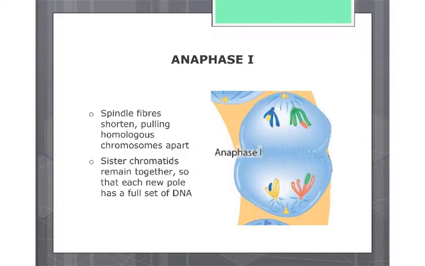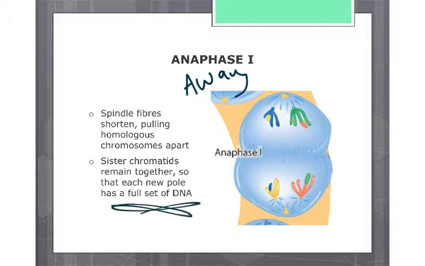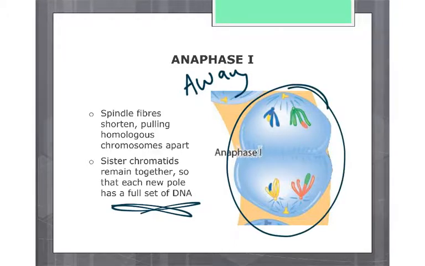Okay. Anaphase 1. So anaphase 1, same thing, A as in away. Okay, they are going to go away from each other. Spindle fibers shorten, pulling homologous chromosomes apart. Sister chromatids remain together so that each new pole has a full set of DNA. Once again, we are still looking at that one cell. That is what's indicating to me that we are still in meiosis 1, so therefore it is anaphase 1.